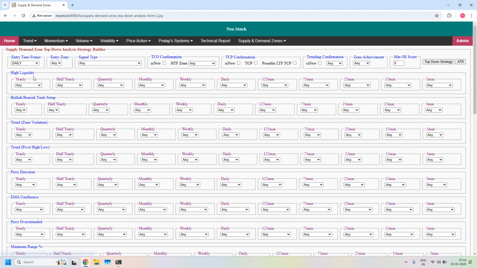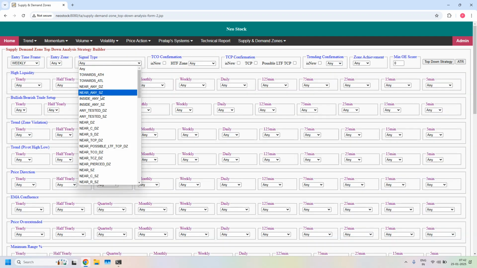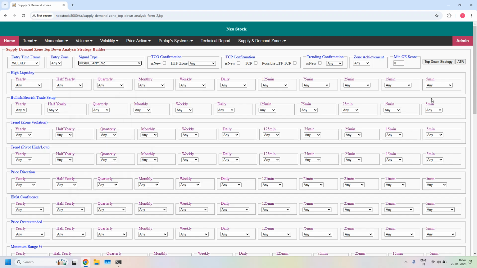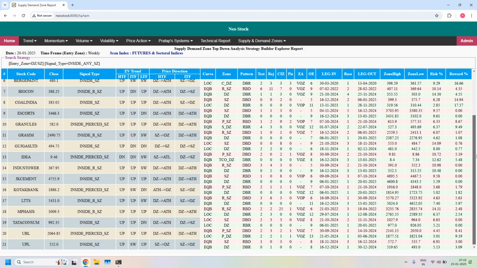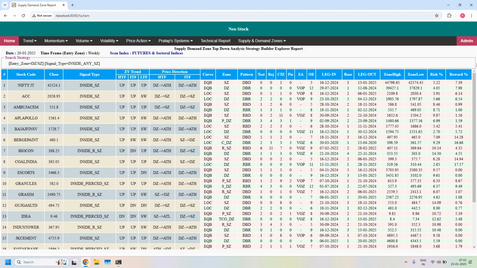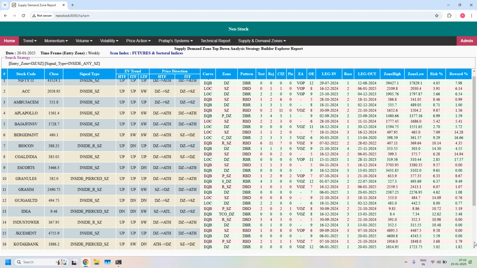Okay, next for weekly time frame, price closed inside the weekly supply zone. We got 21 stocks. So first 15 stocks in the list. I'm scrolling the list down.